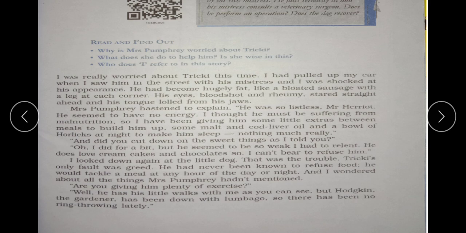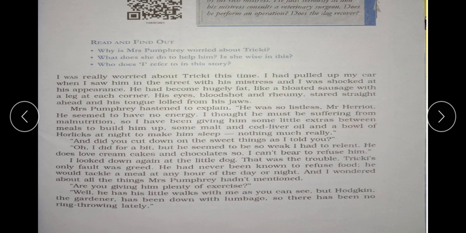And what were the extras she used to give the dog? It was malt, cod liver oil, and a bowl of Horlicks. Malt is an energy-giving food, mainly used in energy-giving drinks like Horlicks, Bournvita, Complan. The main ingredient of these energy drinks is malt. So she used to give malt and cod liver oil. What is cod liver oil? Cod liver oil is oil extracted from the liver of a fish named cod.